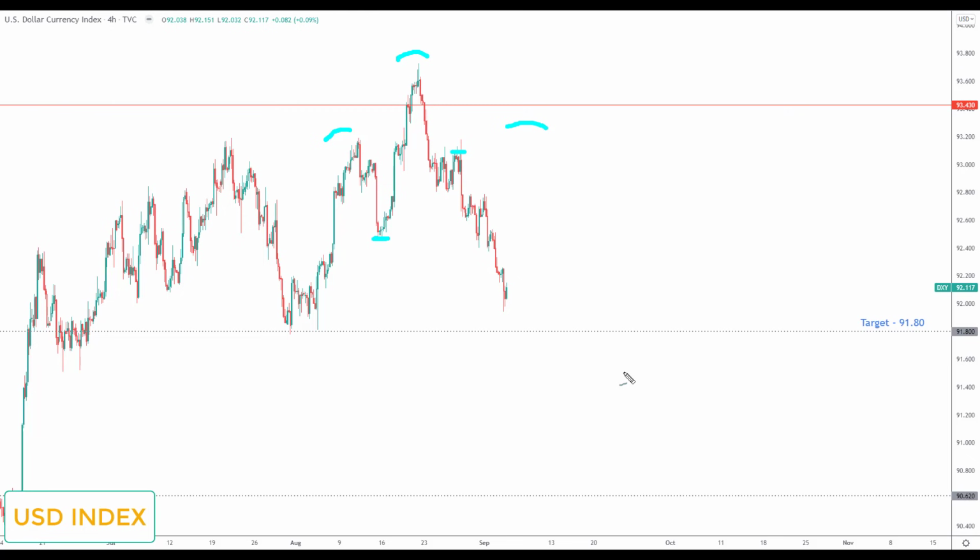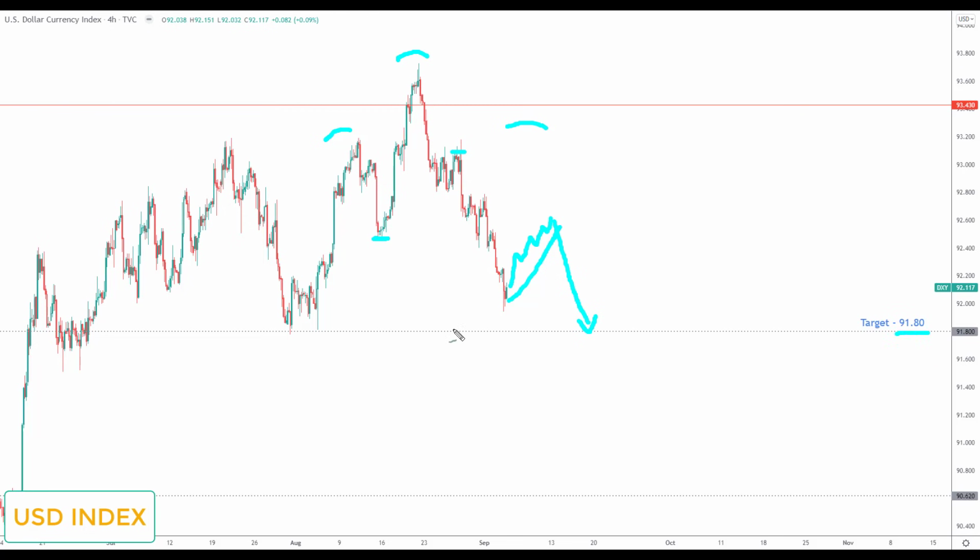I do favor dollar short positions. What I would like to see, because we've had quite a steep pullback and it looks like there's no right shoulder for the time being, any pullback in this market will be viewed as an opportunity to look for further declines down to the next key of support to the downside and the target set at the 91.80.